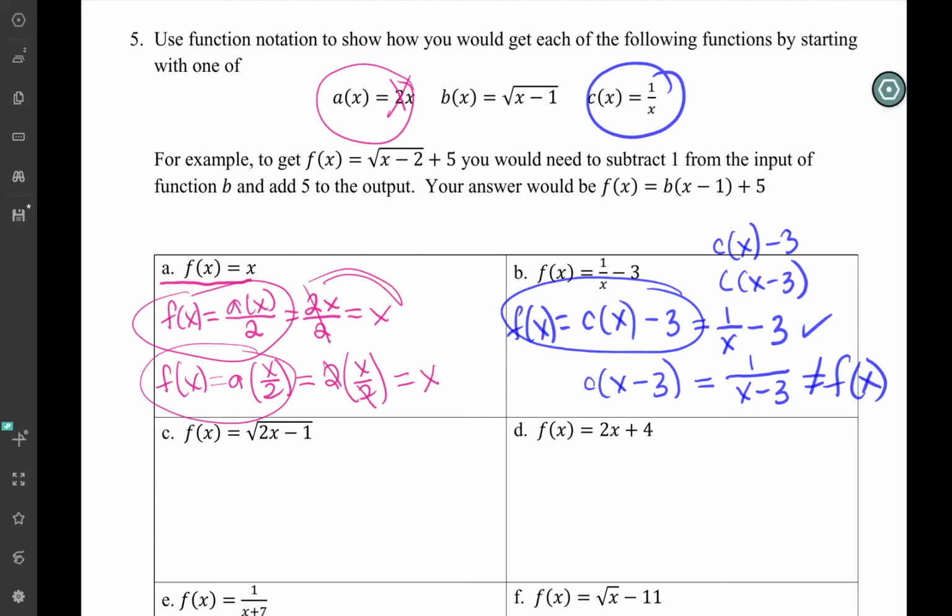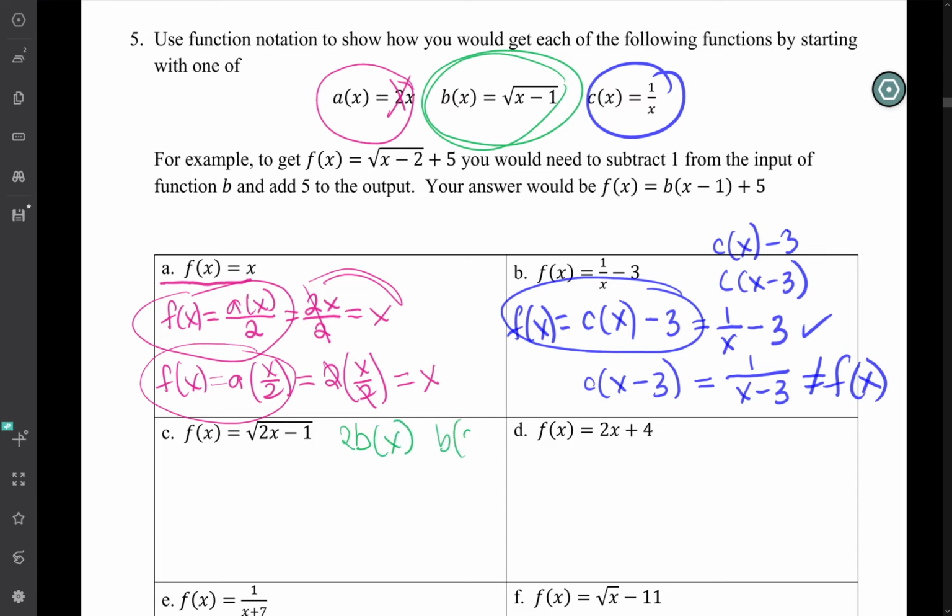Okay, so green for C. Again, we want to ask ourselves, f of x equals the square root of 2x minus 1. What is that closest to? And I would say it's closest to b of x. So then we have to ask ourselves, how do we get the 2 in there under the square root? Again, I hope you can narrow it down fairly quickly to, I need to multiply by 2 somehow, so maybe I should do 2b of x, or maybe I should do b of 2x.